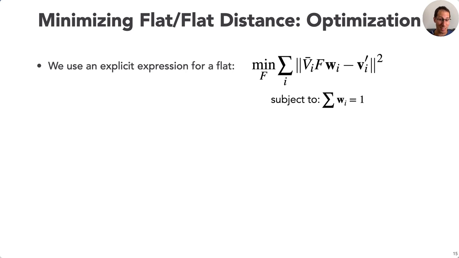And now that's our initial guess, and now let's optimize it. Let's make everything a variable and let's optimize it. So we'll use one of our expressions for a flat. We'll use an explicit one, the weighted average one. So we have F, where the columns of F are points on the flat, and W.